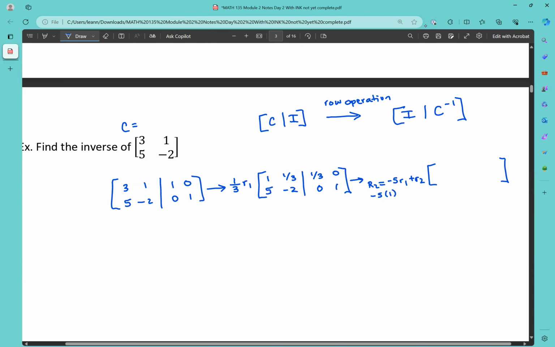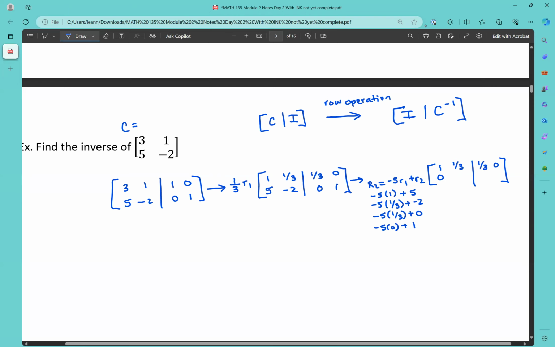So -5 times 1. Remember, I'm just multiplying it times everything in row 1. -5 times another 1/3, -5 times 0. So that's all the row 1 elements. And then we add to that all the row 2 elements in their corresponding orders. Okay, so what we're going to get is we still have our top row, 1, 1/3, 1/3, 0. The second row is going to be 0.